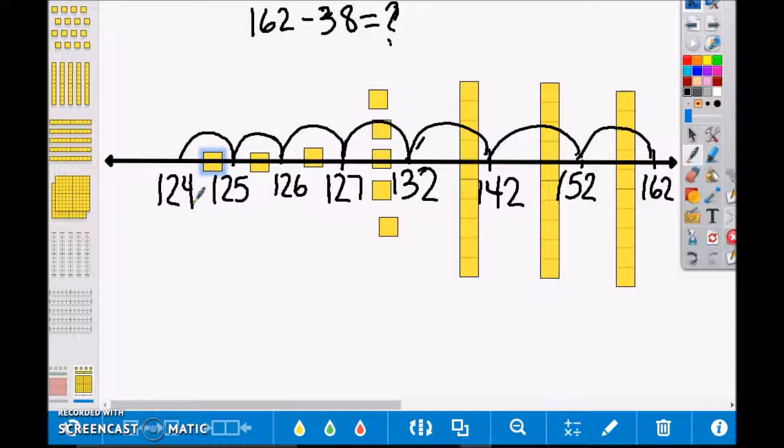Well, we can check by counting back by tens. 162 to 152 to 142 to 132. Then we can count back by 5 to 127 and then 3 ones, 126, 125, 124.